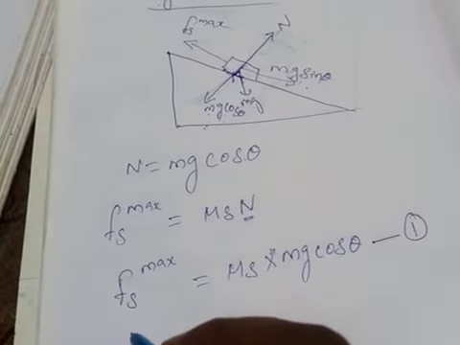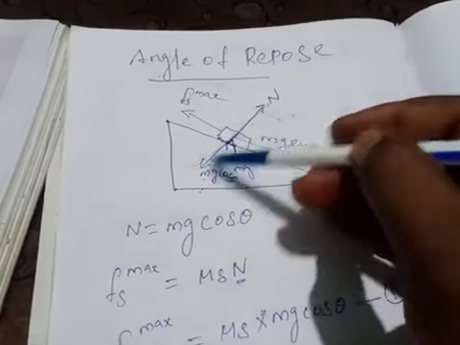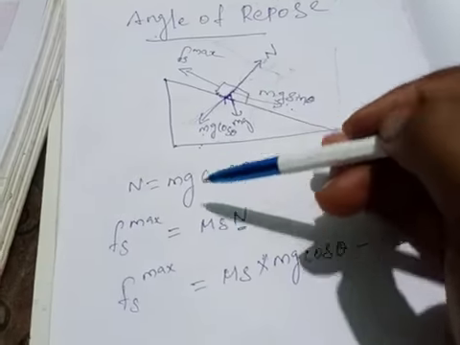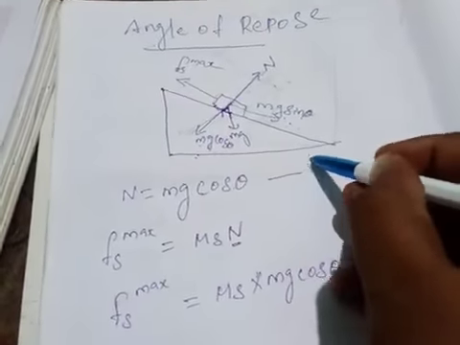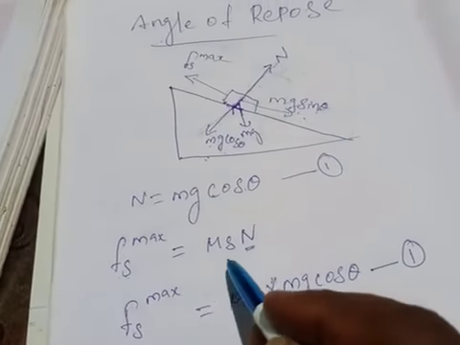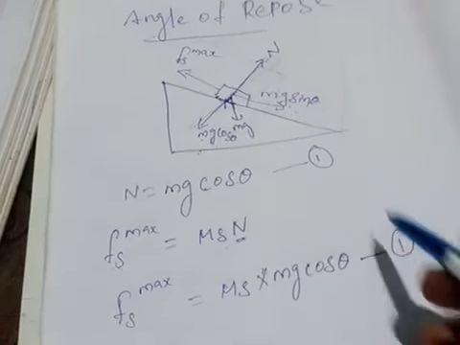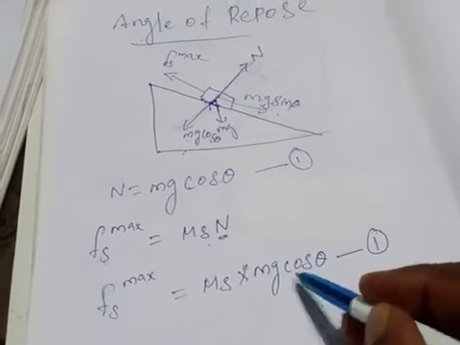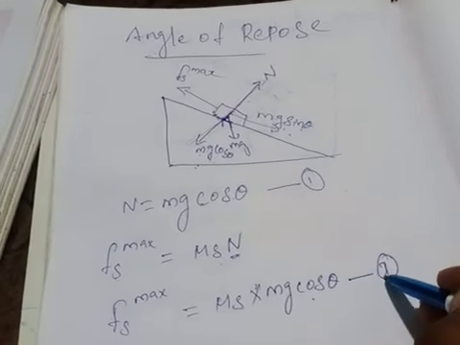So the next equation we can take is this one. Now we have taken this direction, N is equal to mg cos theta. We know the frictional force formula Fs maximum is equal to mu s N. So instead of N I am using mg cos theta. That is what I have done. So this you can keep as equation 2.